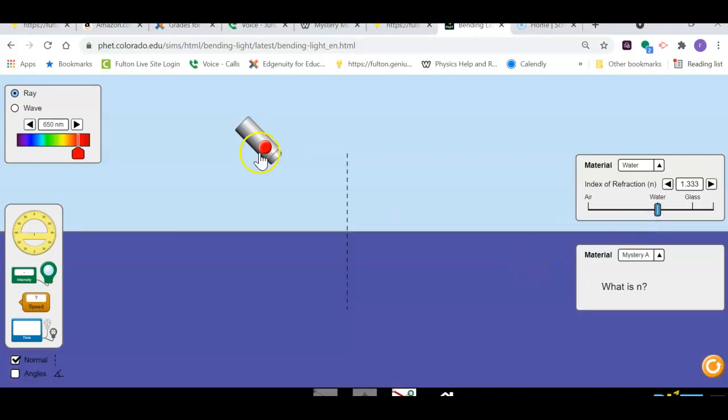Okay, now turn on the laser, and in order to measure the angles, you can just check this box, and notice that the angle readout is automatically done for you. So all you have to do is, this is your incident ray, this is your reflected ray, which we are not concerned with right now, and this is your bent or refracted ray.